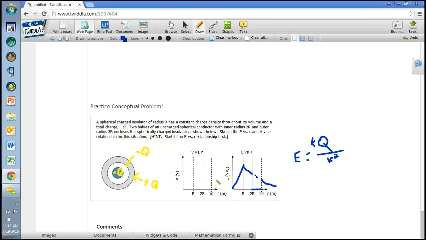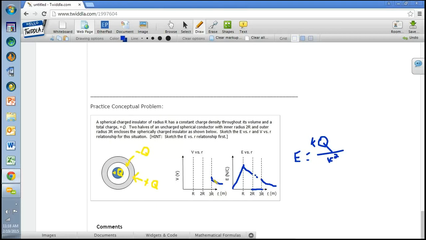What kind of relationship would it be out here beyond 3R for the voltage versus R? Inverse, right? So that would be an inverse relationship. Hopefully that looks inverse. Not very good.